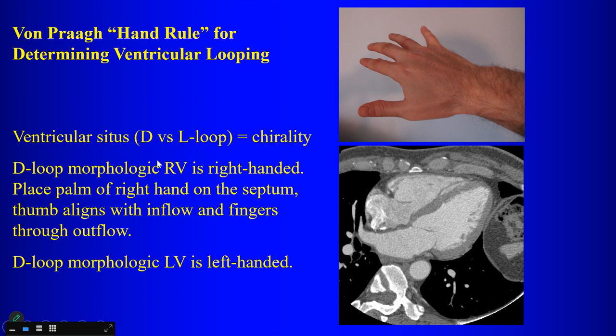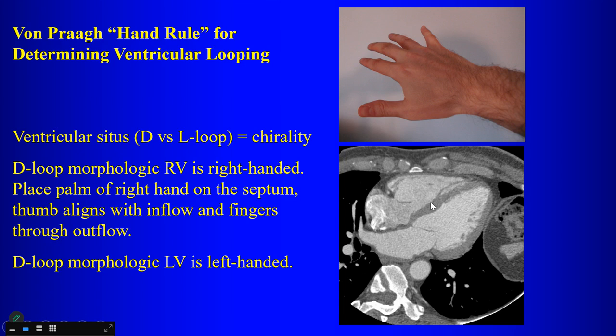Okay. To figure this out, we place the palm of the right hand on the septum, and we see if the thumb aligns with the inflow and the fingers with the outflow. What does that mean? If we're looking at a CT image, will the pulmonary artery be on this side of the board or behind the board? It would be behind the board, because the head is back there. It's cranially located relative to the ventricle. You can also follow it on your axial images.